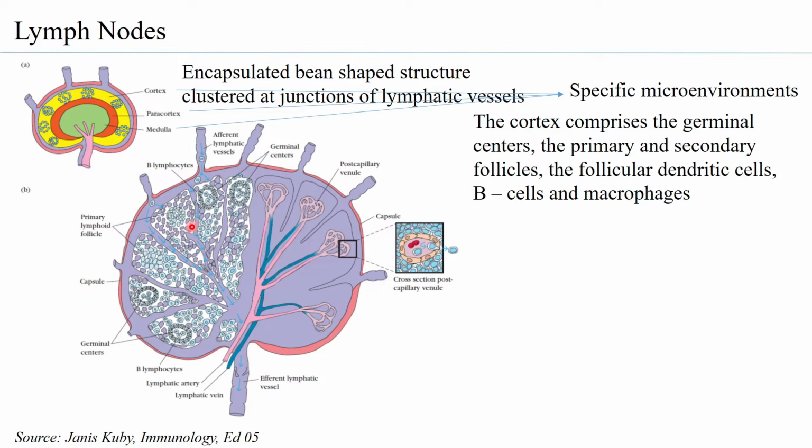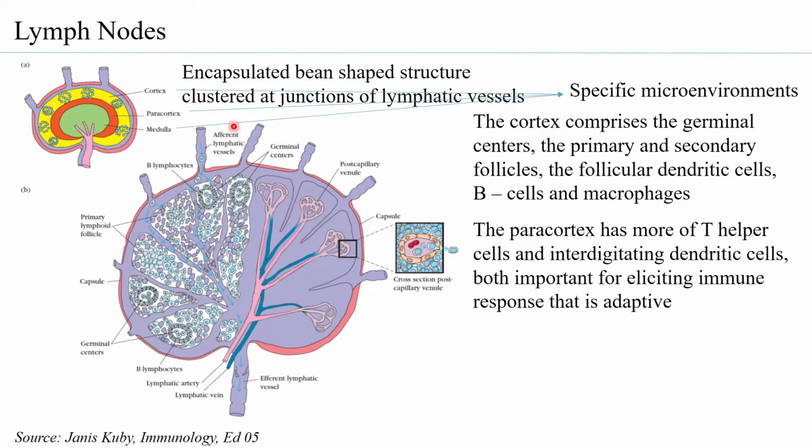It has the T helper cells. It has the follicular dendritic cells, and it also has macrophages. And together, these are able to activate the primary follicle. Now, the paracortex region has more of the T helper cells, and these T helper cells, along with interdigitating dendritic cells, are able to activate lymphocytes. So, they are able to activate generally B cells.